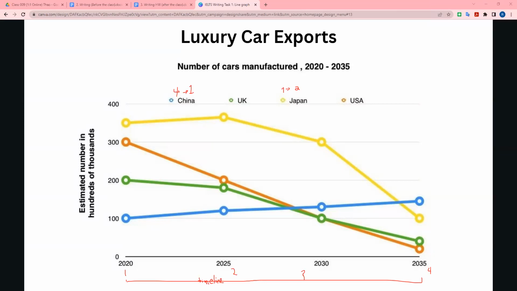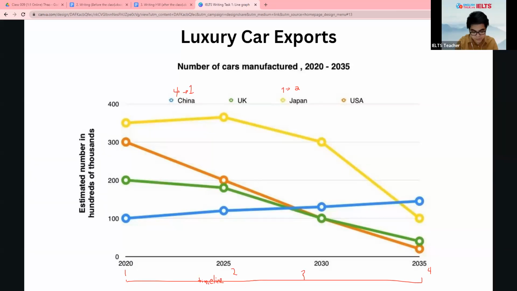Can you write the whole sentence? Okay, sure. Let me just get my here. Overall, we can see that all countries, remember that I already introduced all the countries in my introduction, so I don't need to say 4 countries names again. We can see that all countries.